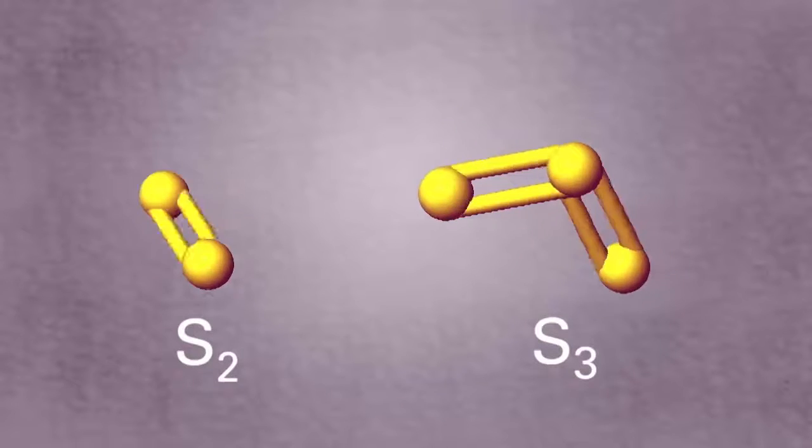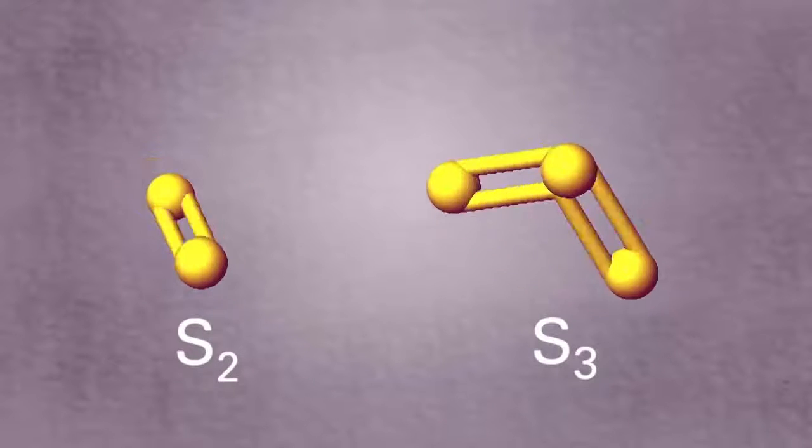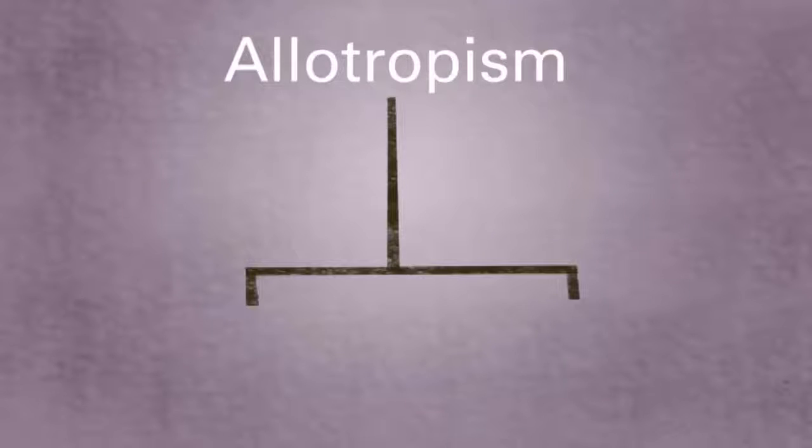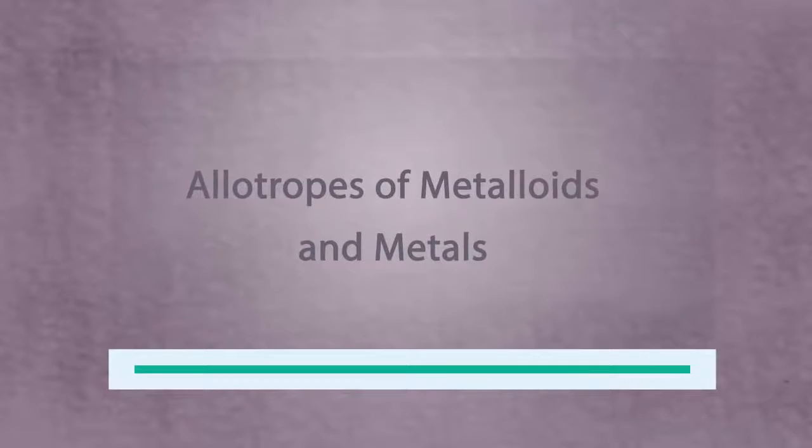So far, we have only discussed allotropes of selected nonmetals. This allotropism also exists in metalloid elements and metals, which you can learn about in the next lesson of our series.